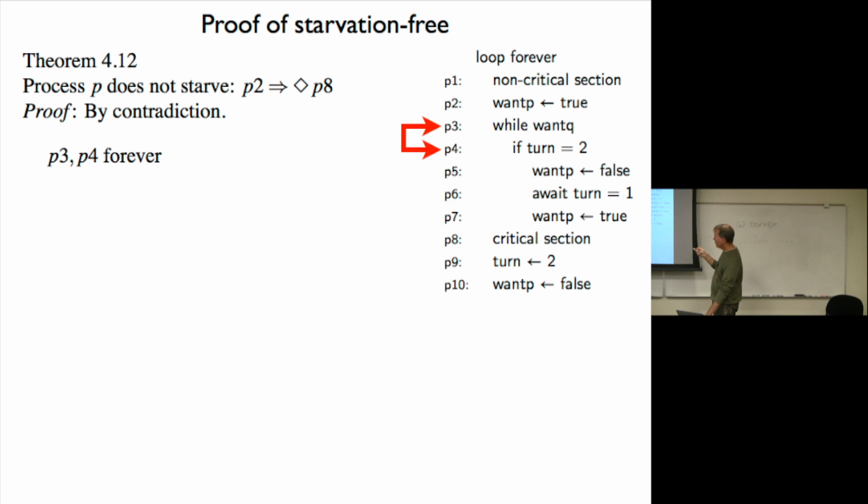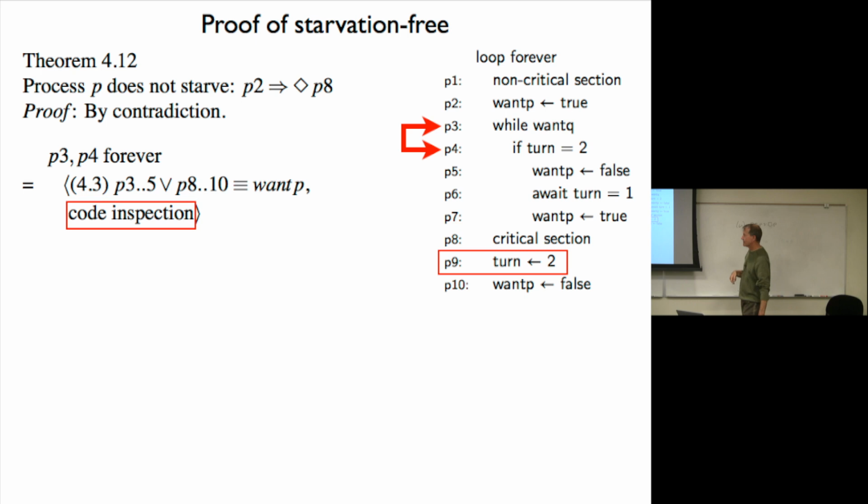So continuing on, we have P3, P4 forever. I'm just continuing the argument from the previous. Now, check this out. What do we know about P3.5 or P8.10? That equals want P. Now, where are we if we're in P3, P4? If this is looping forever, then that's true. So that means we have what? We have want P, right?